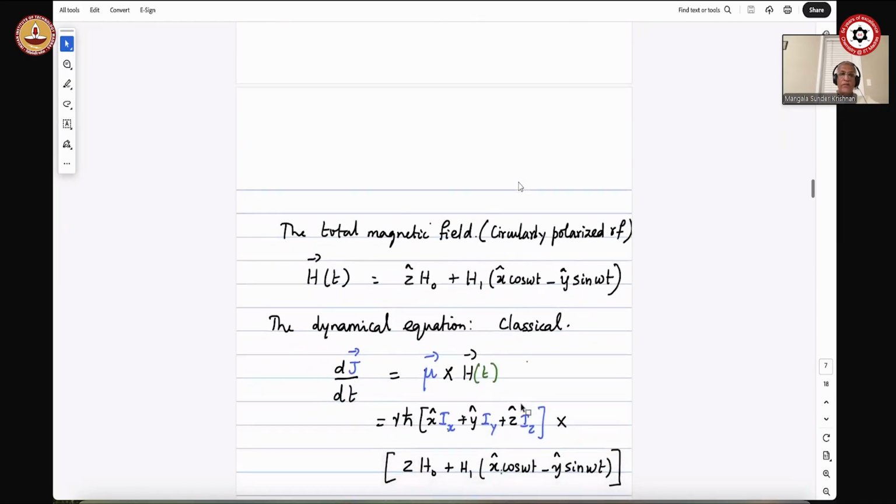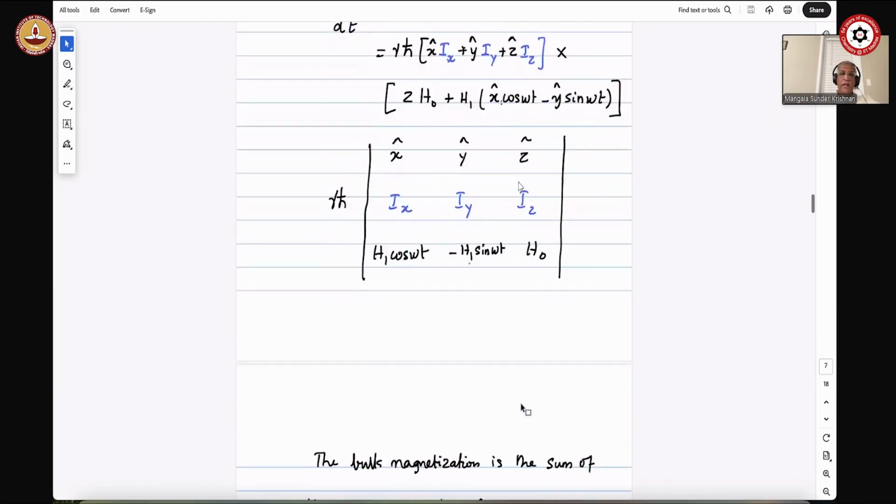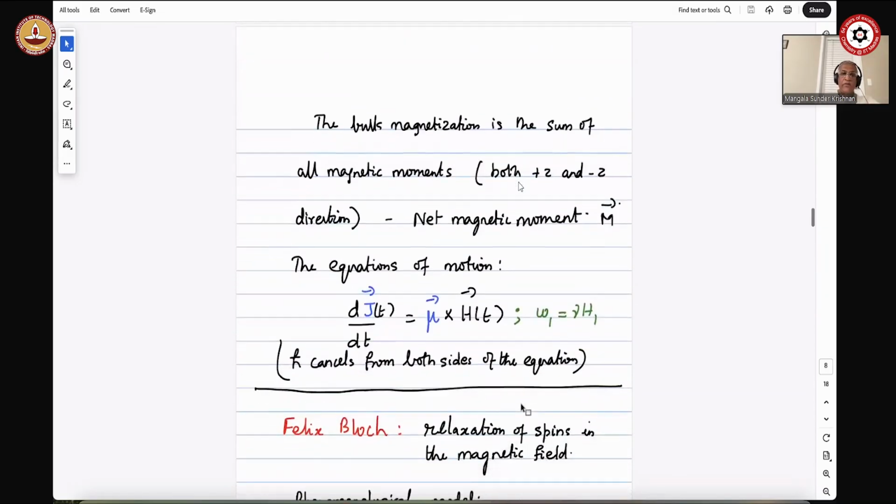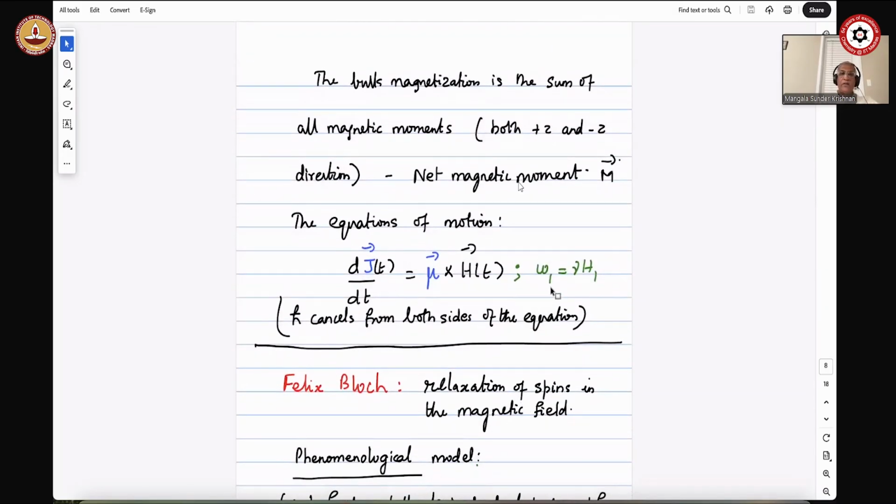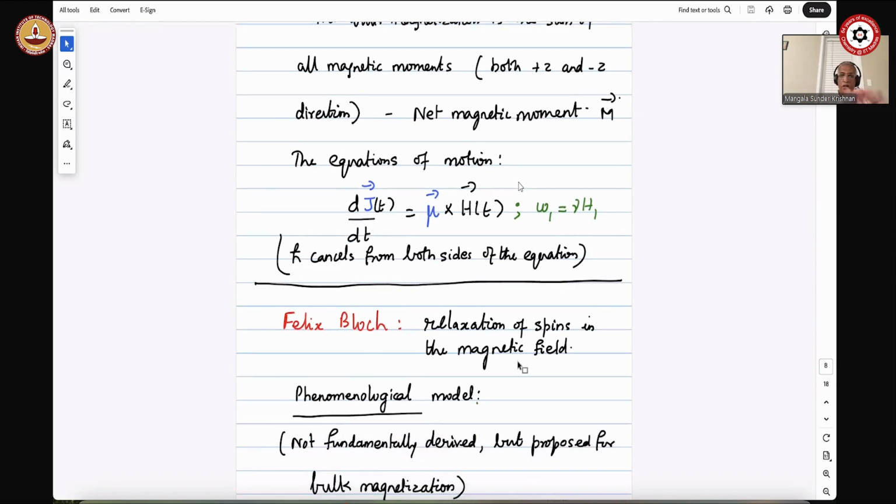Now what it does is that it creates the flipping of the spin one half from the positive z to the negative z direction. Felix Bloch wanted to model this whole problem, and he introduced a model called the phenomenological model for relaxation of spins in the magnetic field.